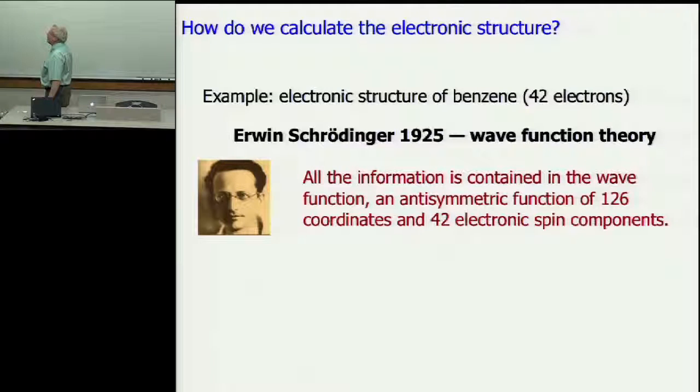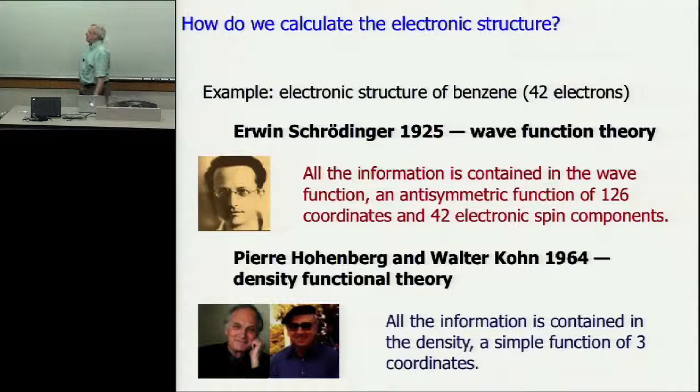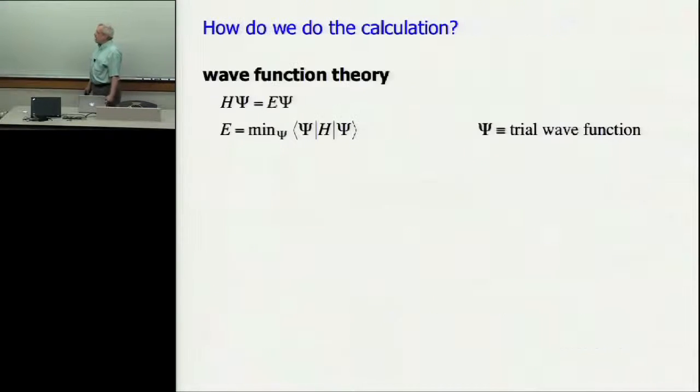So let's suppose we wanted to do the electronic structure of a small molecule, benzene. It has 42 electrons. Schrödinger says all the information is in the wave function, an antisymmetric function of 126 coordinates and 42 electron spin components. The Hohenberg-Kohn theorem that underlies density functional theory says all the information is contained in the density, a simple function of 3 coordinates. So that's why the method is attractive.